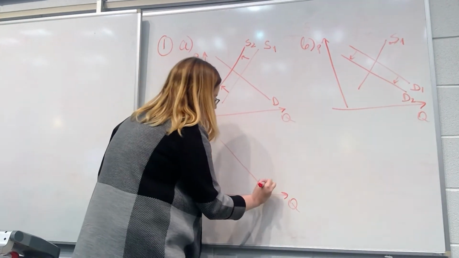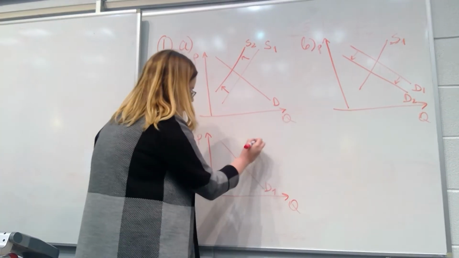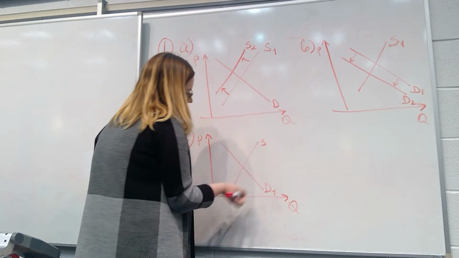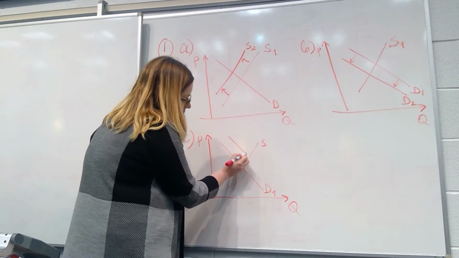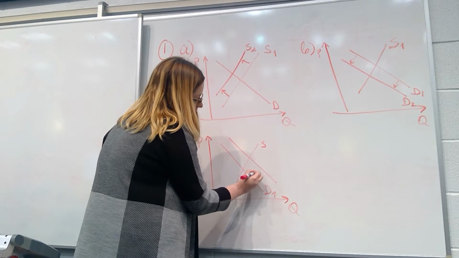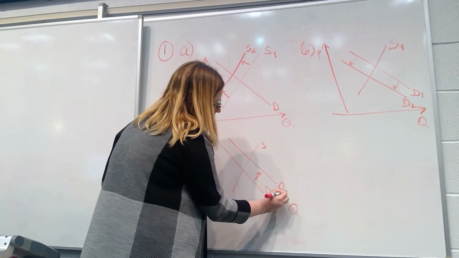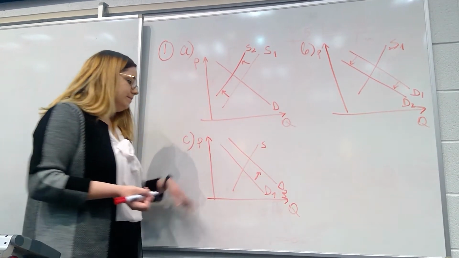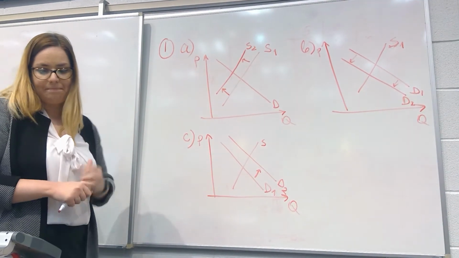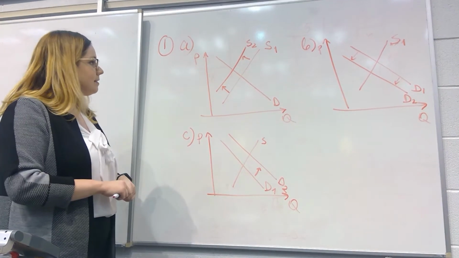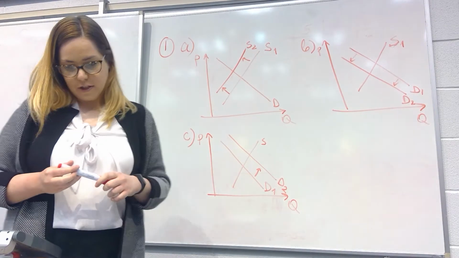So we have our initial demand curve, which is D1. We have our supply curve, and our demand for bread in this case rises, so it shifts to the right, and the D2 curve is there. So that is everything for our first question.